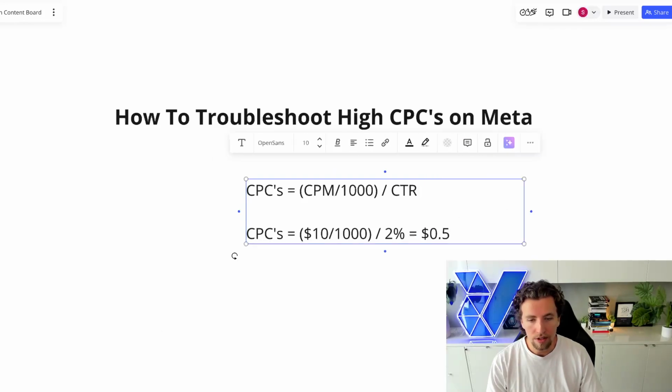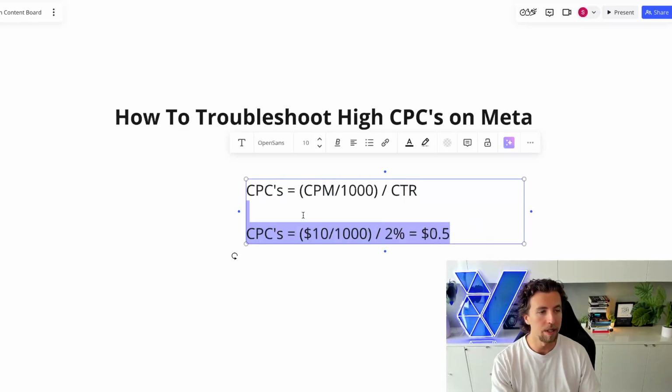So there are two ways that we can functionally improve our CPCs. And by improve CPCs, we mean decrease them. You can either decrease your CPMs, and so if this comes down to $5 CPMs, your CPC is half, or alternatively, we can increase the denominator, which is click-through rate. And so we can take click-through rate up to maybe 4%, and that would also halve our CPCs. So if we can increase CTR or we can decrease CPMs, we're going to have better CPCs.